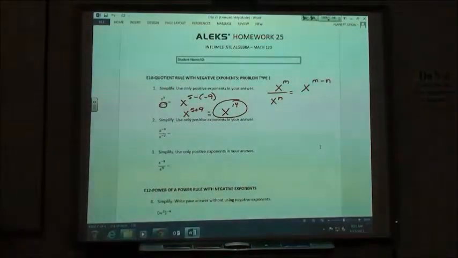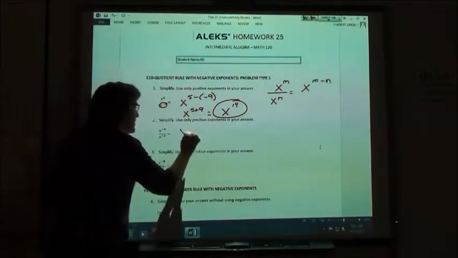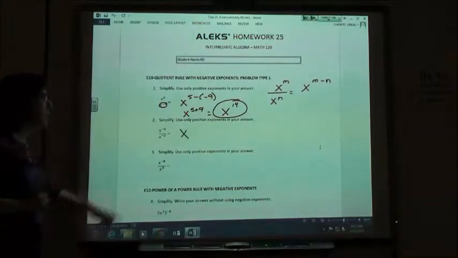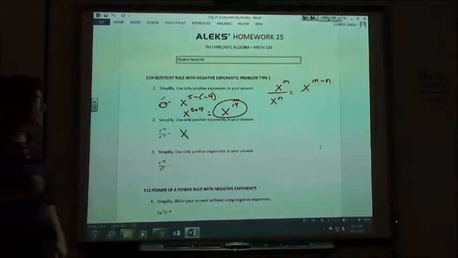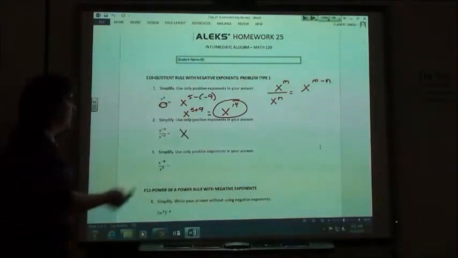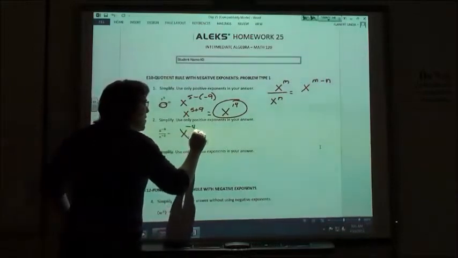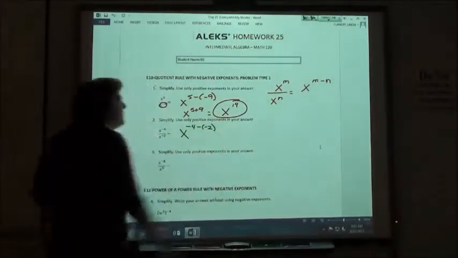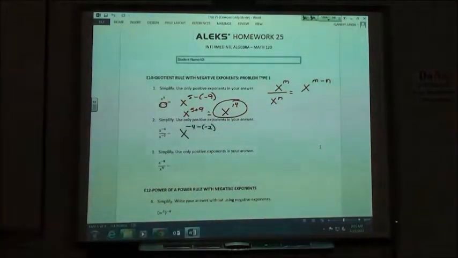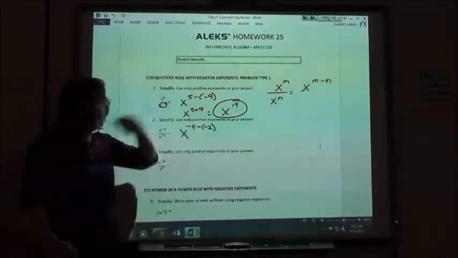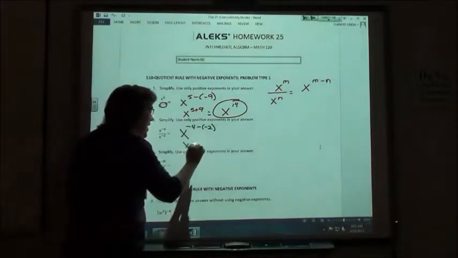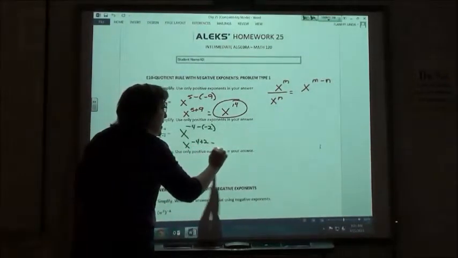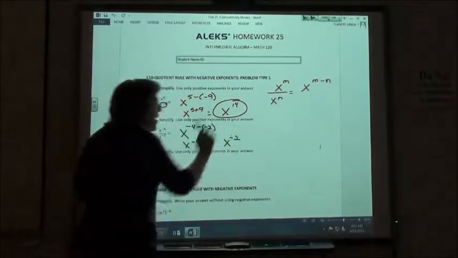So on number 2, if I have x to the negative 4 divided by x to the negative 2, my rule is to subtract my exponents, so I'm going to do what? Subtract them. I'm going to subtract negative 4 minus a negative 2, right? And when I do negative 4 minus a negative 2, again on this one I have subtracting a negative, which means I have to do negative 4 plus 2, and I get x to the negative 2 power.